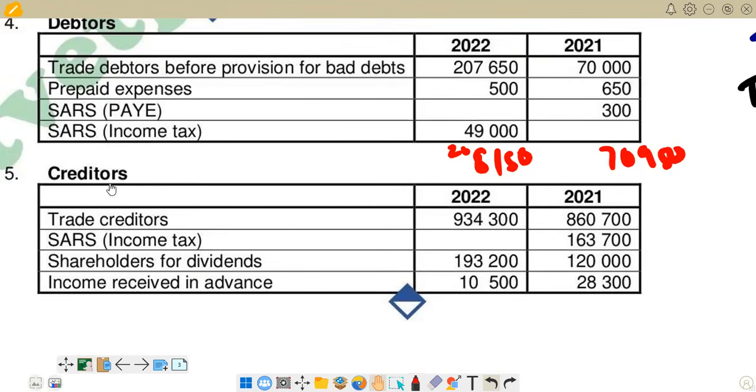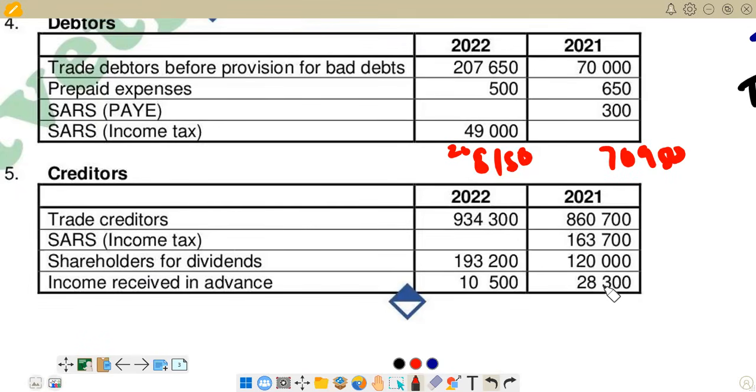So remember, we've got creditors here. We are only concerned with income received in advance. So we are going to add the figure that we have for trade creditors with the figure for income in advance. So basically, if you try to summarize there, at first we had 860,700 at the beginning plus 28,300.